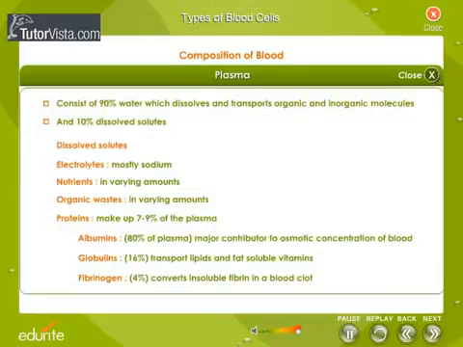About 55% of blood is plasma and about 90% of plasma is water. Plasma also contains vitamins, minerals, nutrients, proteins, and waste products. In the bloodstream, plasma acts as the mode of transportation for blood cells.